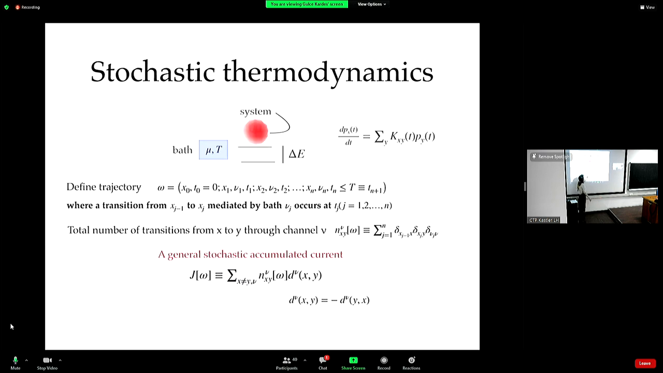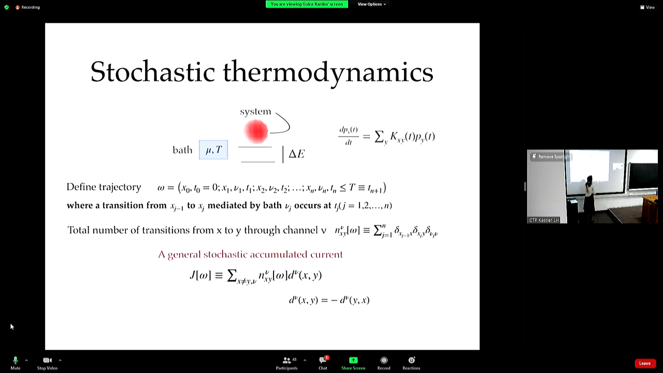You take the term that counts the total number of transitions and multiply it with an anti-symmetric increment term, which says that a general stochastic accumulated current is a weighted sum of the number of transitions from one state to another. In a more summarized form, I like the word hopping between states. So this general stochastic accumulated current is a weighted sum of hops.